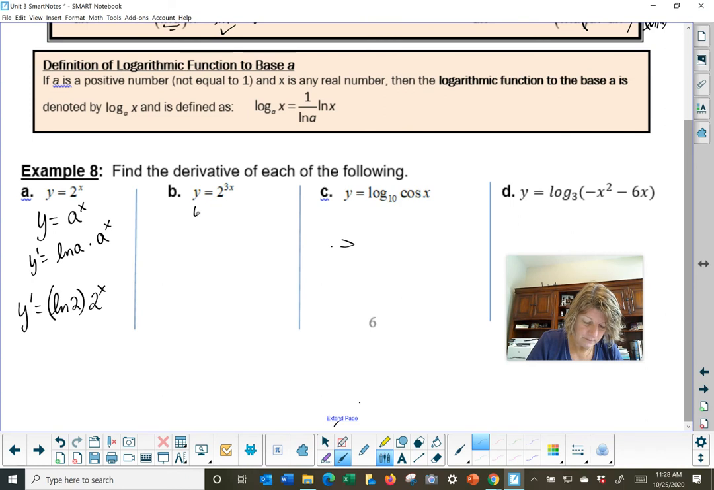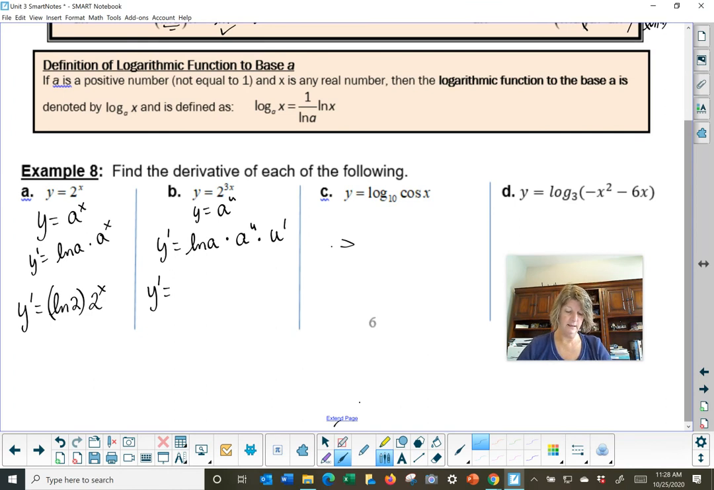Now, once again, I'm recognizing this as an a to the u. So my derivative pattern is going to be natural log a times a to the u times u prime. Let's put our stuff to the test here. So what is my a? It's a 2. So I'm going to have natural log of 2 times 2 to the 3x times the derivative of 3x, which gets me 3.